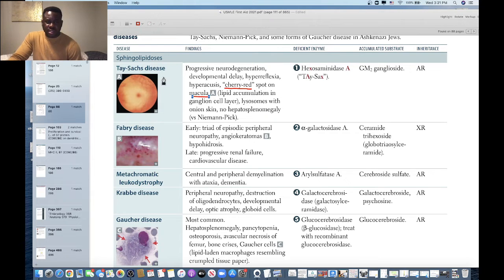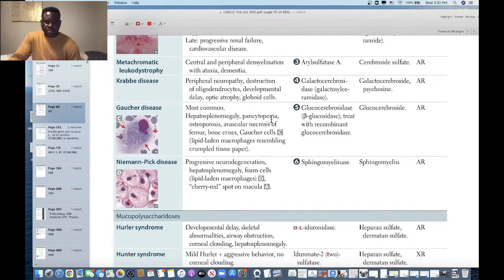So this is Tay-Sachs, right? It has cherry red spots, with accumulation of lipids in lysosomes, and no hepatomegaly. They have no hepatomegaly, versus Niemann-Pick. Now let's go to Niemann-Pick and look at something.